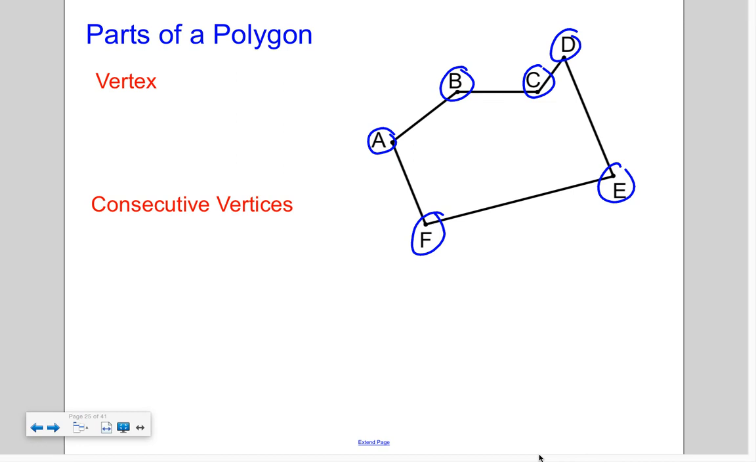Consecutive vertices are any 2 vertices that are next to each other. So A and B are consecutive vertices. A and F are consecutive vertices. D and E are consecutive vertices. Consecutive vertices are just as you're going around the polygon, clockwise or counterclockwise, they're the ones that are next to each other.